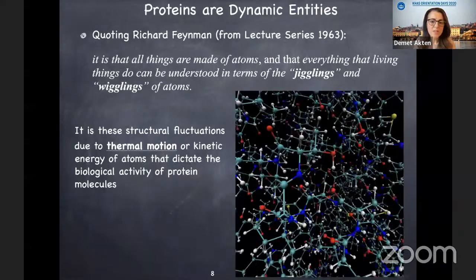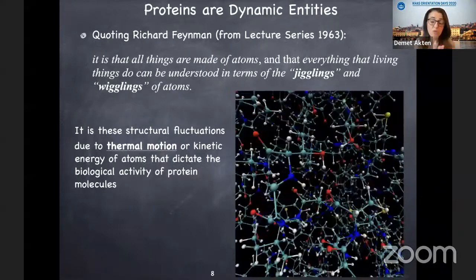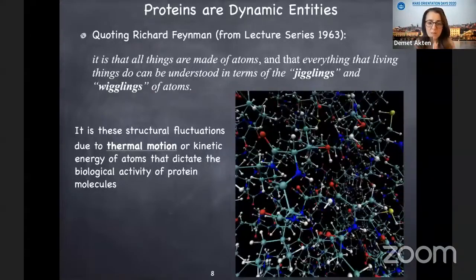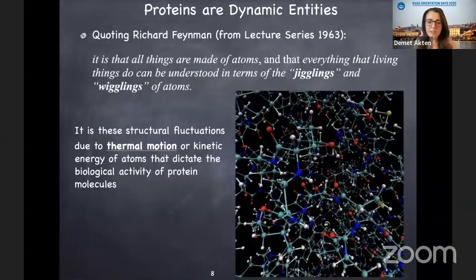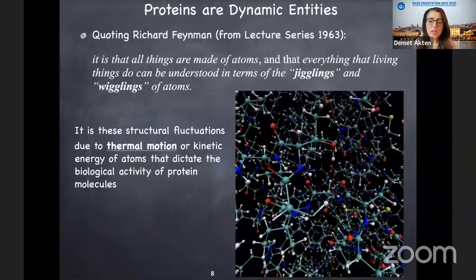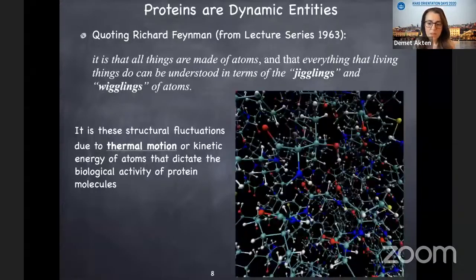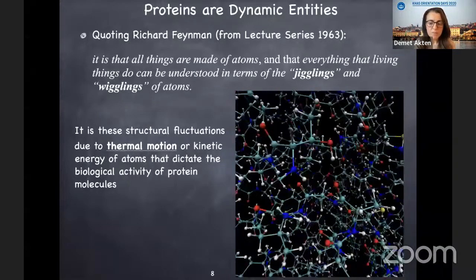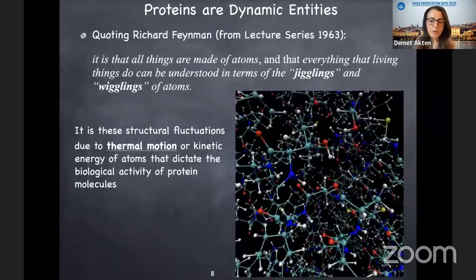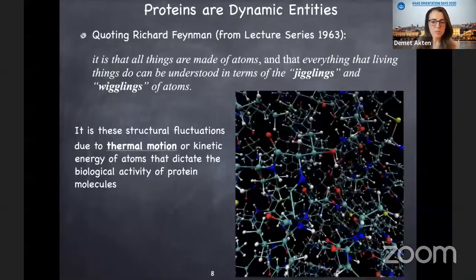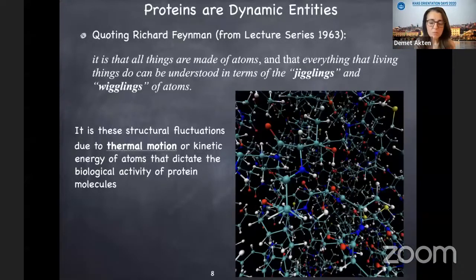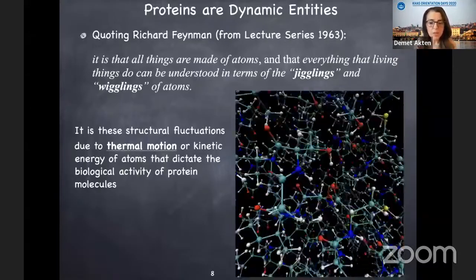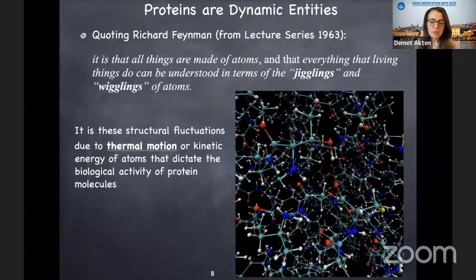So let me go back to what Richard Feynman, the famous physicist, told us in one of his lecture series. He said, all things are made of atoms, and everything that living things can do can be understood in terms of the jigglings and wigglings of atoms. In other words, he means that everything fluctuates, everything is in motion. If you look deeper and deeper inside an atom bonded to another, you will see vibrational dynamics. And if we understand this vibrational dynamics, we will finally understand the function of the living organism.